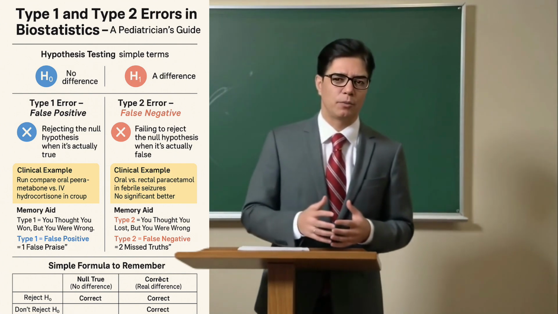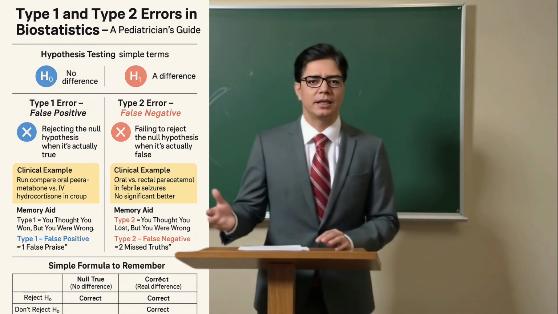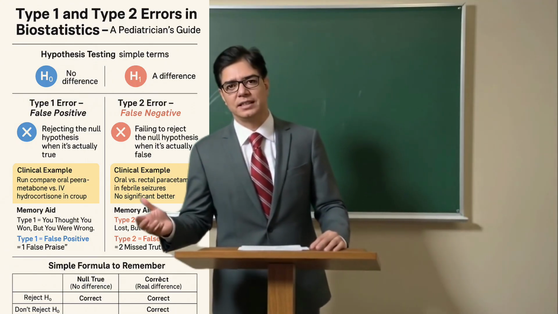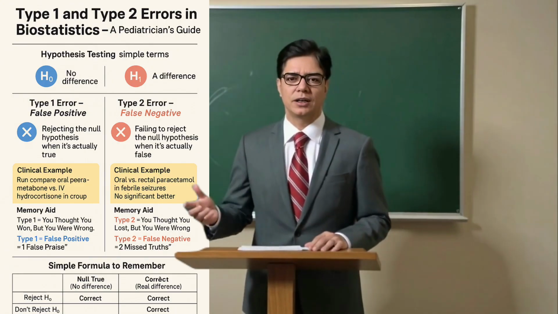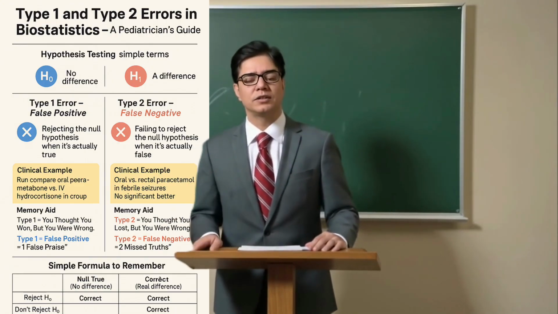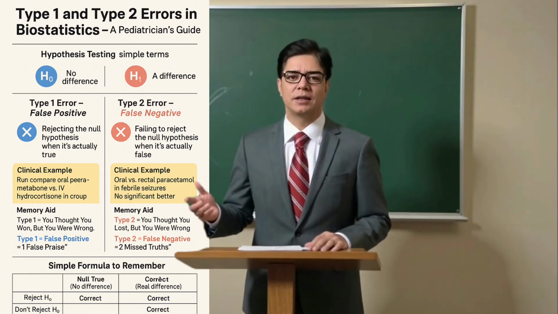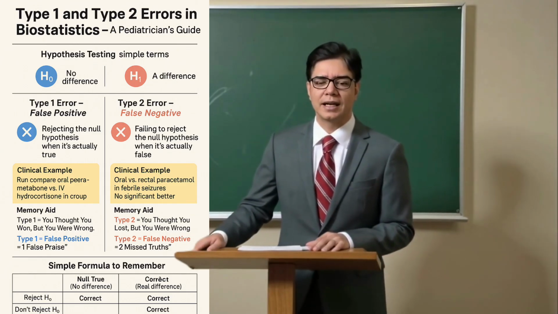So remember, a type 1 error is creating a false positive. That is, when the null hypothesis is actually true, you reject it. Type 1 error is assuming there is a real difference when there is actually no difference.